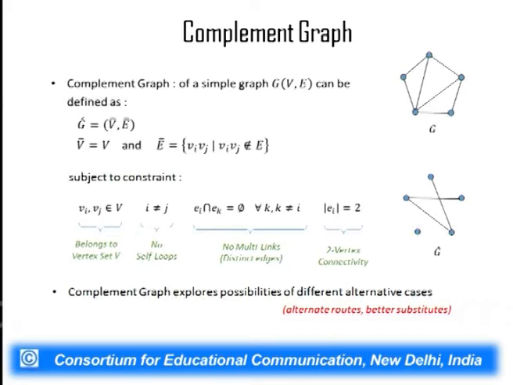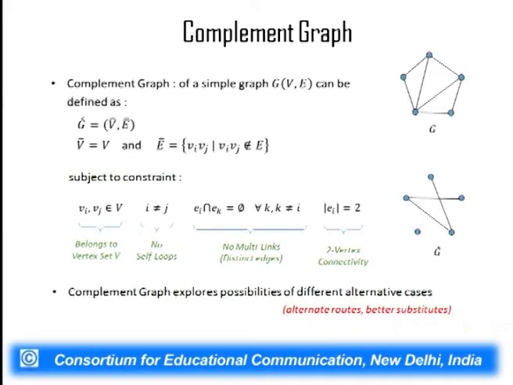Now, complement graph. What is a complement graph? It's associated with the property of the original graph, say G(V, E), as the first figure is showing, and the complement graph will be defined as G dash with a different set of edges. Obviously, the vertices will remain the same, as V bar and E bar are its vertex and edge sets. Then V bar will be exactly equal to V, that is the original vertex set of the original graph.